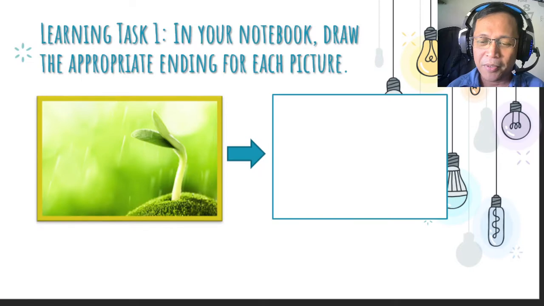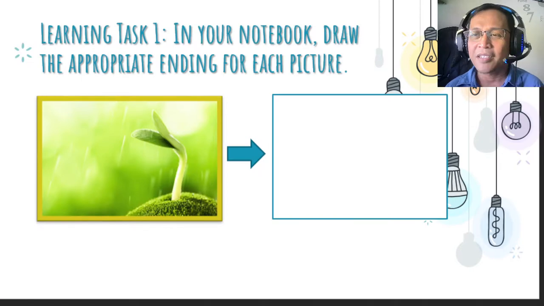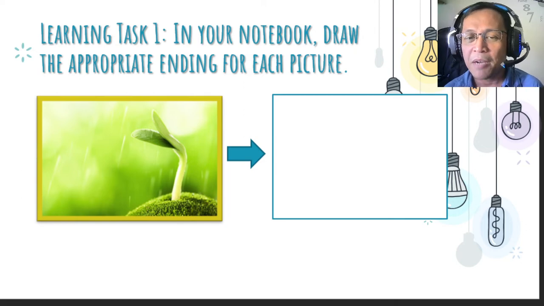What we have here is task number 1, and task number 1 would involve us drawing the appropriate ending for the picture. We have this picture number 1. It's a young plant, and it has been showered by rain. Based on the picture on the left, what do you think will happen next?